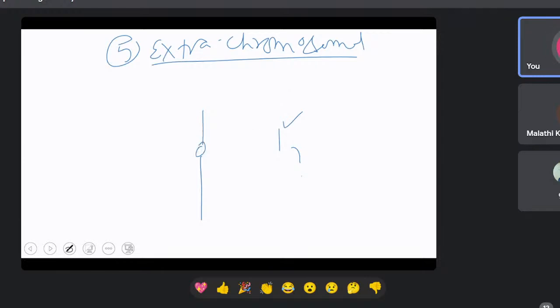Here this deleted chromosome is eventually digested by the nucleases. Nucleases are enzymes which digest nucleic acids, DNA and RNA. So DNAase, deoxyribonuclease, digests it completely so that this will not remain.